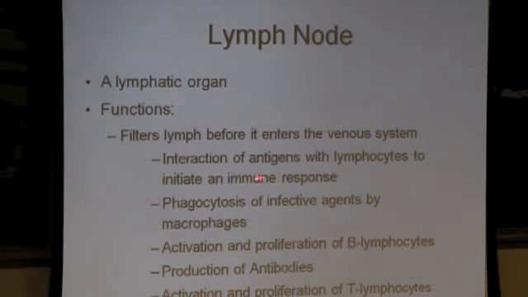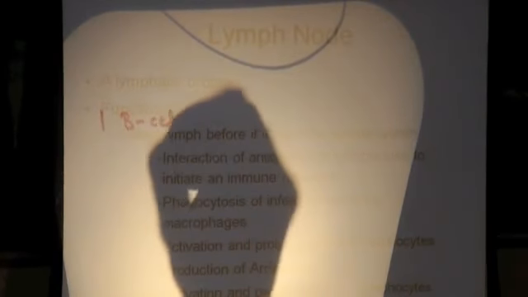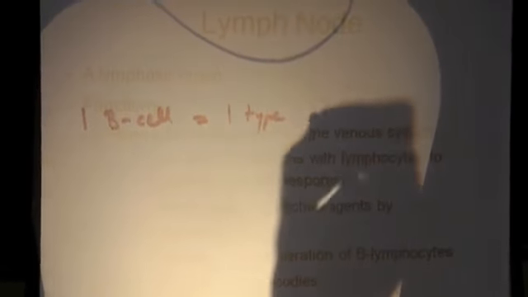It's a filter. So interaction of antigens with lymphocytes to initiate immune response is one of the primary reasons for that lymph node to be there. Now, if you think about it this way, one B cell, B lymphocyte, is equal to one type of antibody. That antibody only detects one thing. So one plasma cell equals one antibody. It's only sensitive to one thing. One T lymphocyte is really only designed to detect one thing. So it's going to have receptors on its surface, but it's not going to be able to detect every single one of the millions and millions of different antigens that we come into contact with. Okay? So it can only detect one or two things.